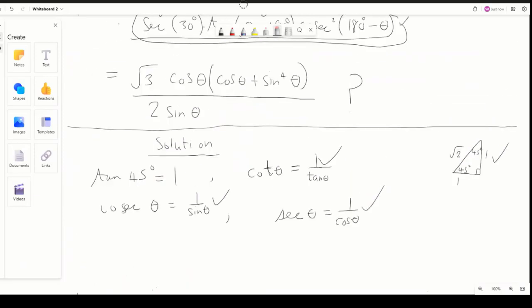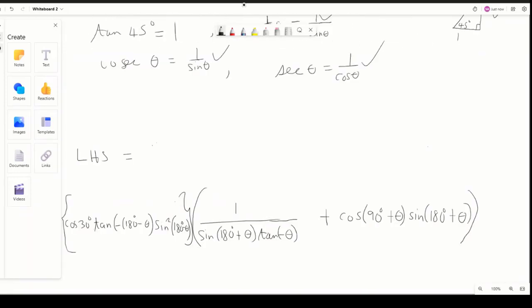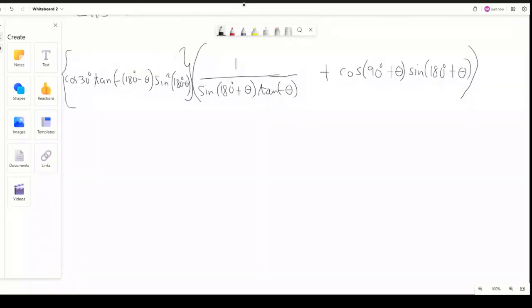I want you to look at this. We will just look at this part here. Tan 45, cosec 180 plus theta, cot minus theta. I'm only going to look at these three factors here. That's all I'm going to look at now, and I'm going to write it for you so that you guys agree with me. So let's look at them. Right. Tan 45 degrees is equal to 1. There's the 1. From the special angles.